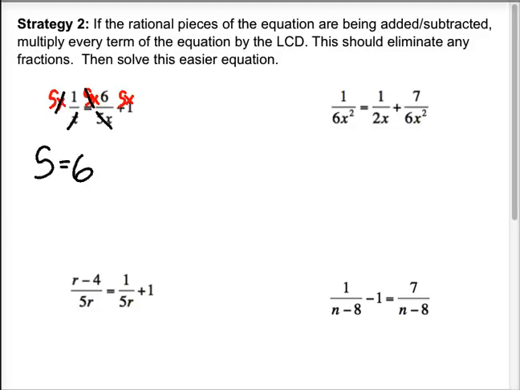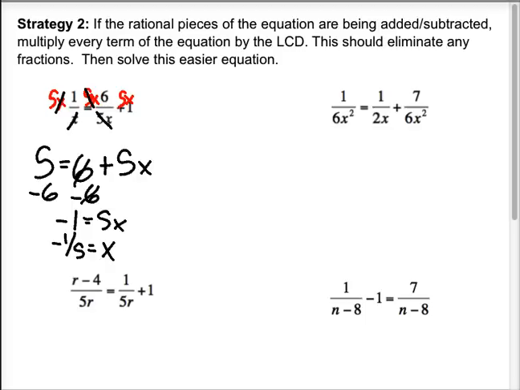5x times that 1 will be 5x. So again, by multiplying every piece of the equation by that least common denominator, it eliminated every fraction. So now I'm free to just solve. So I subtract the 6x, so negative 1 equals 5x. Divide by 5. You get x is negative 1/5.